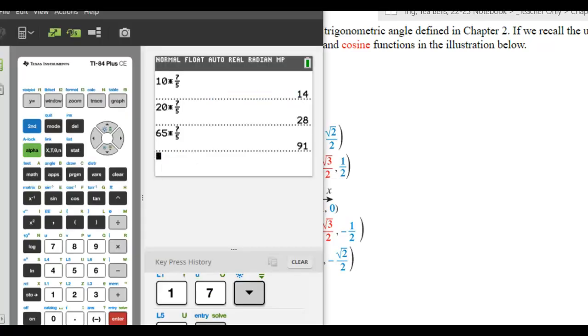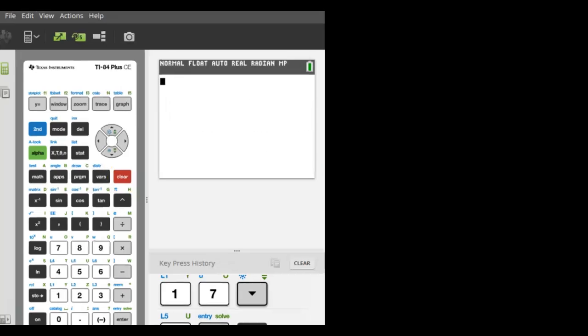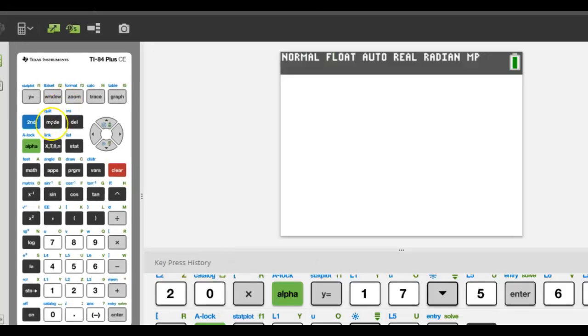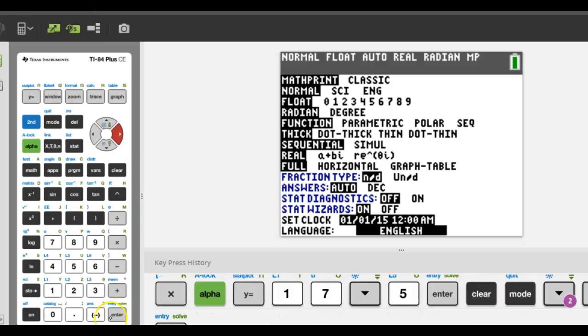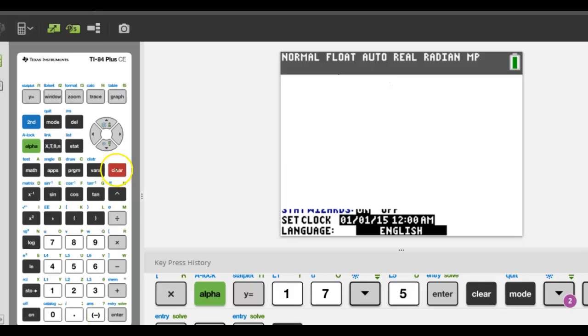So if we look at our calculator, I'll clear this out. We can go into mode, and we want to make sure that radian is highlighted. Just like mine is right now, the radian is highlighted. So whenever I type in sine, cosine, and tangent, it's going to treat that angle as a radian. If I needed to switch it to degrees, I just arrow over and make sure degree is selected. But I'm going to keep mine in radians for now.